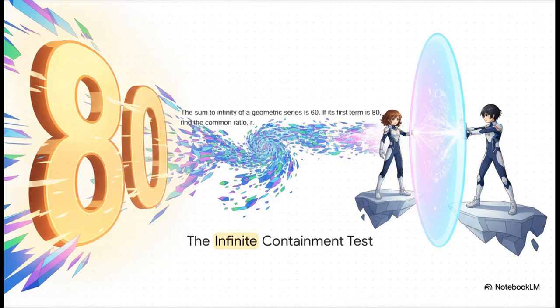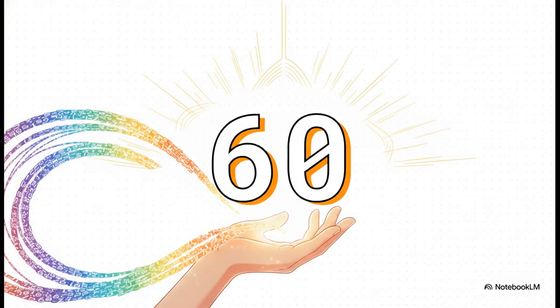Take a look at this incredible containment test from our source. We've got a sequence with a massive first term of 80, and it's basically threatening to scale out endlessly to infinity. But we are told its total infinite sum is locked at 60, so we need to find the exact serum multiplier that manages to contain that massive infinite spread. Astonishingly, we can actually calculate exactly what is holding it all back.